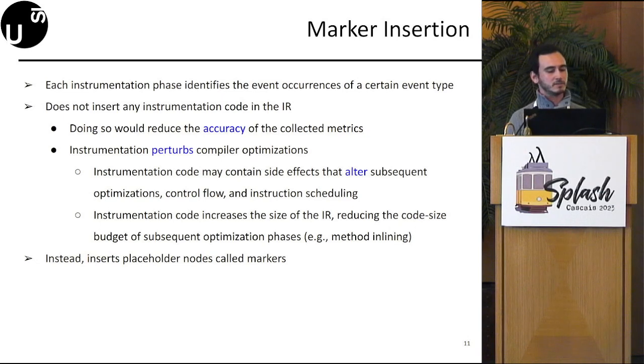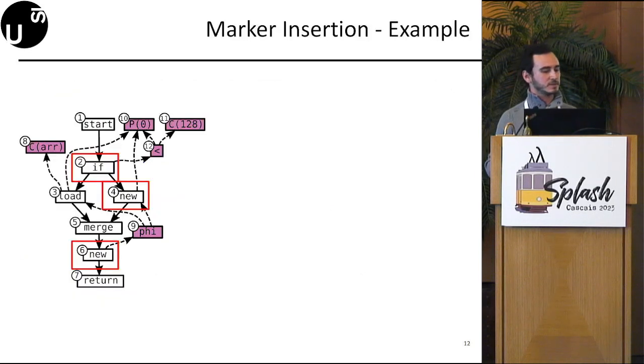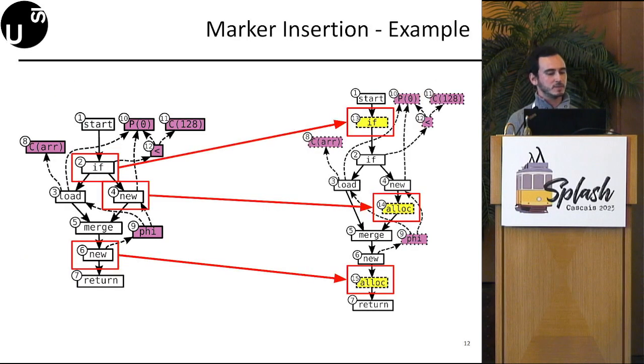So instead of inserting the actual instrumentation code in the IR, we insert placeholder nodes that we call markers. Markers are no-op nodes that denote the execution of a certain event type. Markers have no side effects and no data dependencies. Considering, for example, the previously shown IR, we simply insert markers either before the occurrence of the if event or after the occurrence of the allocation events.